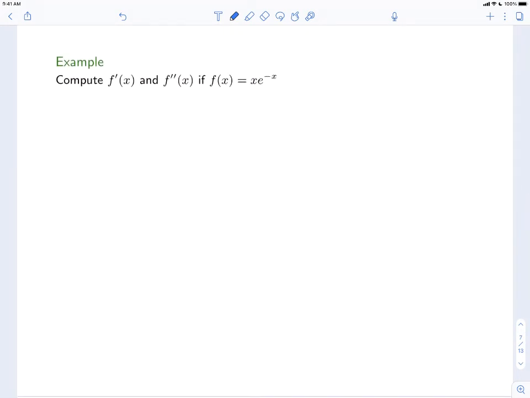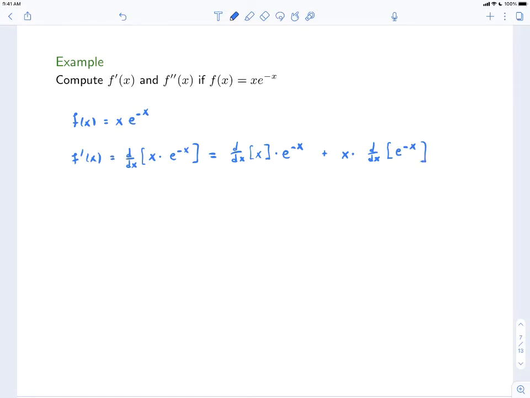Let's compute the first and second derivative for the function f of x equals x times e to the negative x. So the first derivative, f prime, will be obtained by differentiating this product, the derivative of x times e to the negative x. So we use the product rule. The derivative with respect to x of x times e to the negative x. That's the derivative of the first times the second, plus the first times the derivative of the second.